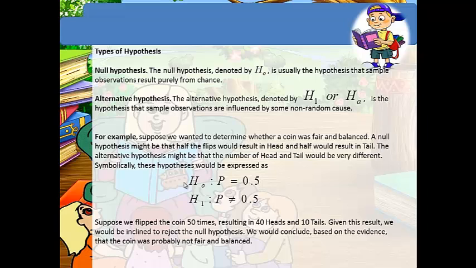It can be head or tail only. Suppose, okay, the second example, suppose that we flip the coin 50 times, resulting in 40 heads and 10 tails. Given these results, we would incline to reject the null hypothesis. We would conclude, based on the evidence, that the coin was probably not fair and balanced.